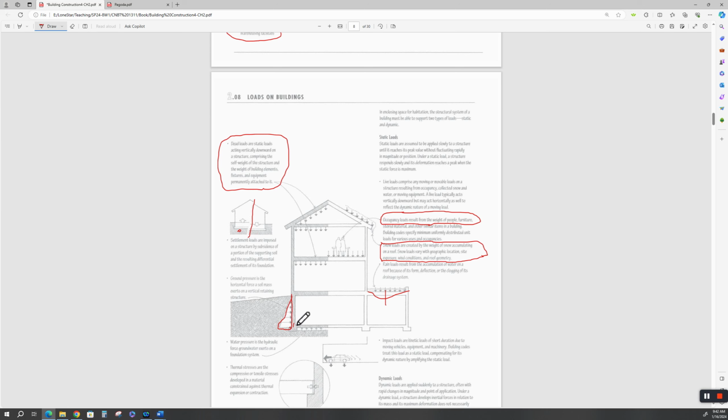Again, this is all a part of the coordination between the architect and your engineers, your civil engineer, your structural engineer, and your soils engineer. Okay.